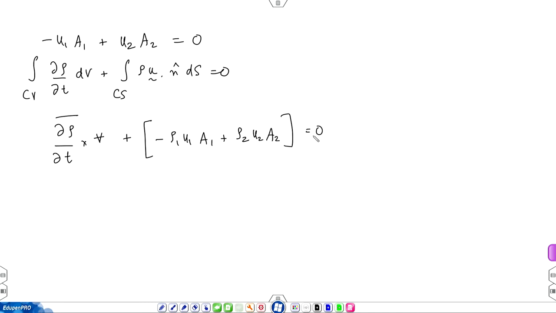So, this quantity. How do you evaluate, let us say, the first term? You may approximate it as the derivative of the space average density. So, that is an approximation. The average of the time derivative and the time derivative of the average may not be exactly equal, but you may approximate it that way just to move forward in the calculation.